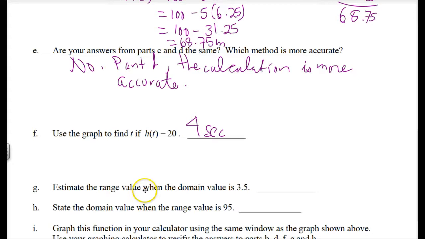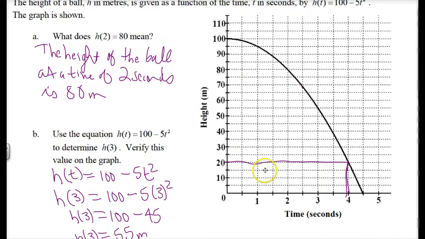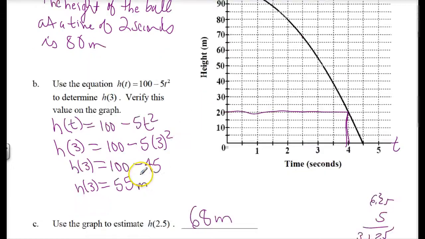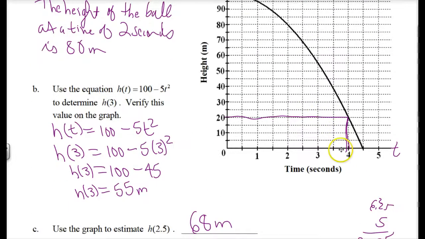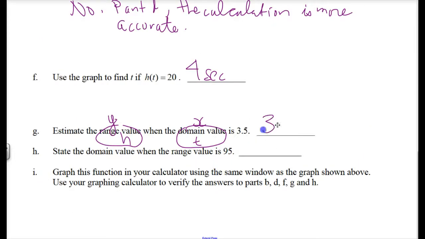Estimate the range value, that's the y value, and the domain value, that's the x value. Well, we don't really have x and y, right? This is really the t-axis and the h-axis. So the range value, which is h, when the domain value, which is t, is 3.5. Times 3.5, come up to here. Where are we? Let's say 30, that's 35, let's say 37. I'm going to say 37.